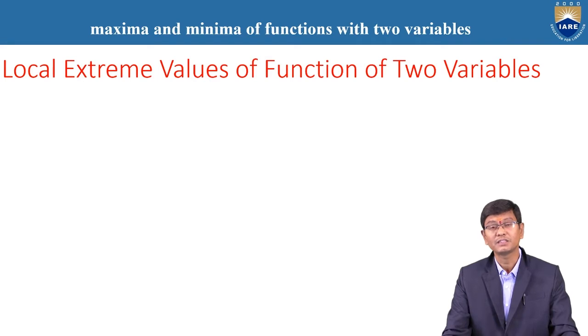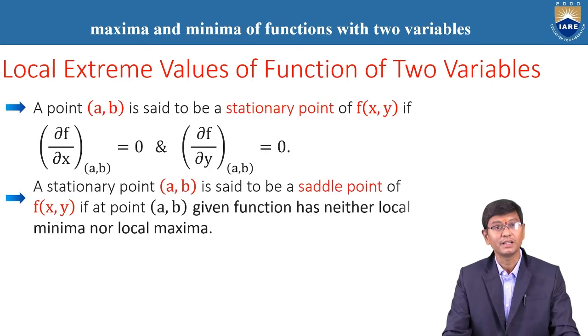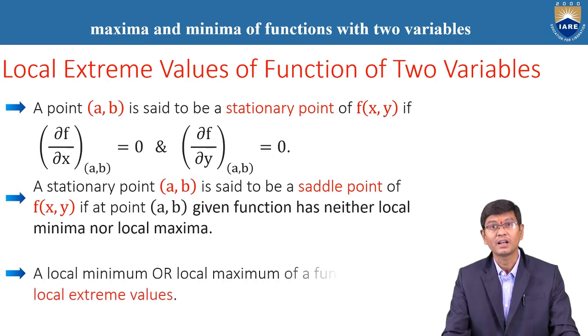And here, first of all, let us see the procedure for the local extreme values of functions of two variables. A point a, b is said to be a stationary point of the function f of x, y if dou f by dou x at the point a, b is equal to 0 and dou f by dou y at the point a, b is equal to 0. Otherwise, the stationary point a, b is said to be a saddle point, where the function has neither a local minimum nor a local maximum.